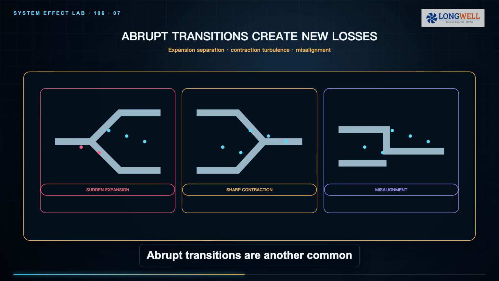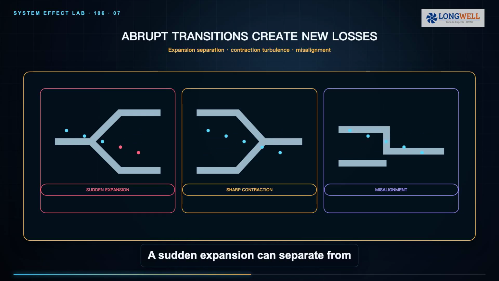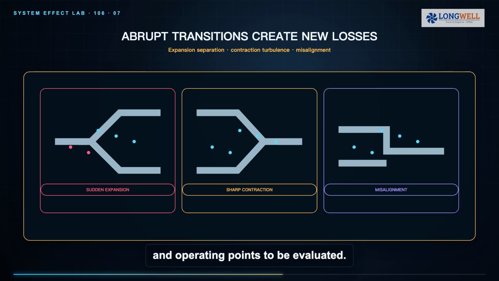Abrupt transitions are another common loss mechanism. A sudden expansion can separate from the wall, while a sharp contraction accelerates the flow and adds turbulence. Poor alignment between the fan outlet, flexible connector, duct, silencer, coil, or heat exchanger can create recirculation pockets. A smooth-looking three-dimensional model still needs area ratios, angles, surface details, and operating points to be evaluated.